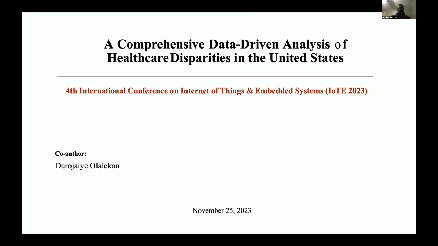The topic is basically about how we make use of the available data to come up with the status of healthcare disparity as it currently is in the United States. That is the idea we hope to bring up about this topic: a comprehensive data-driven analysis on healthcare disparity in the United States.